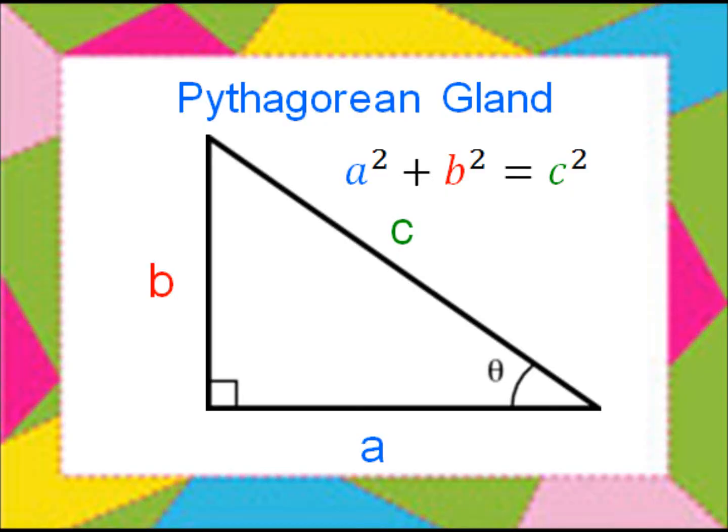To answer that, we need to look at the source of all these symbols, a little something we call the Pythagorean gland. Imagine a triangle. One of the angles inside the triangle is 90 degrees, making it a right triangle. The side opposite this 90-degree angle is going to be called the hypotenuse, and the other two will just be labeled A and B. The hypotenuse we'll call C. Did you know that if you take the length of A, square it, and add it to the length of B squared, you'll get the length of C squared? That's the Pythagorean gland in a nutshell.